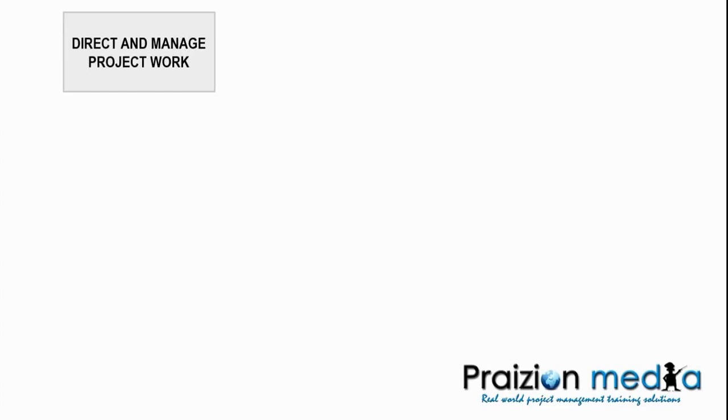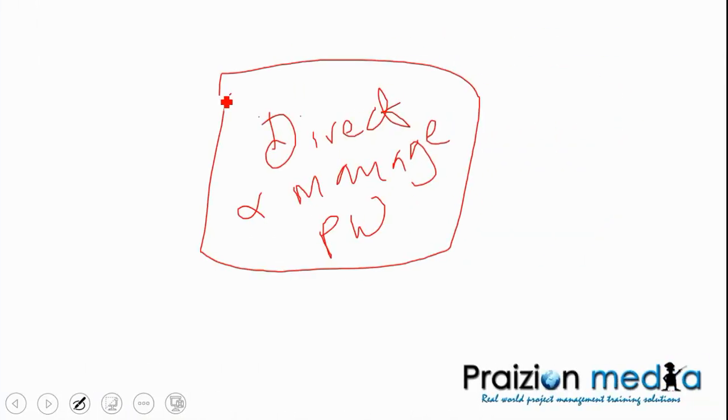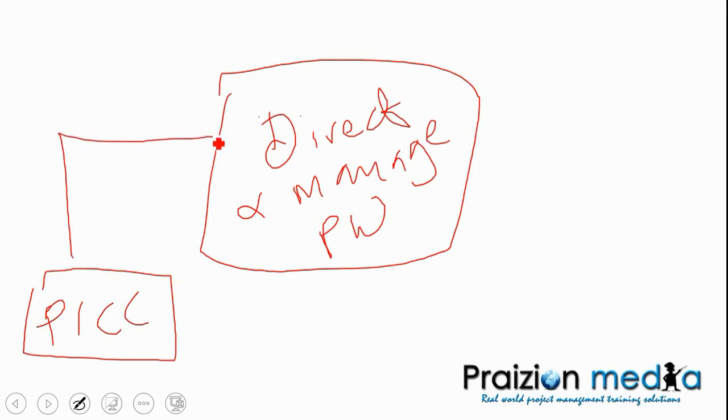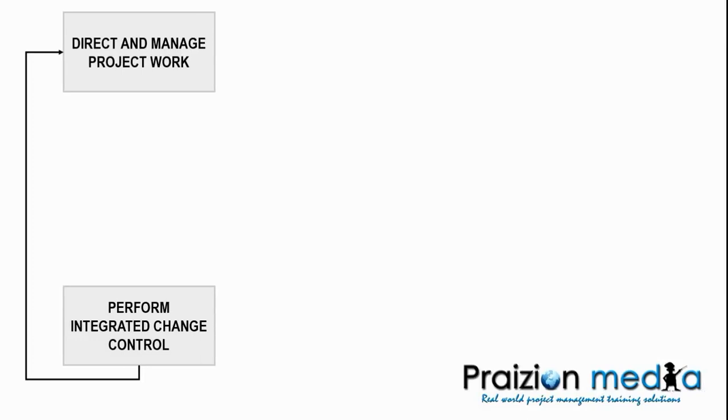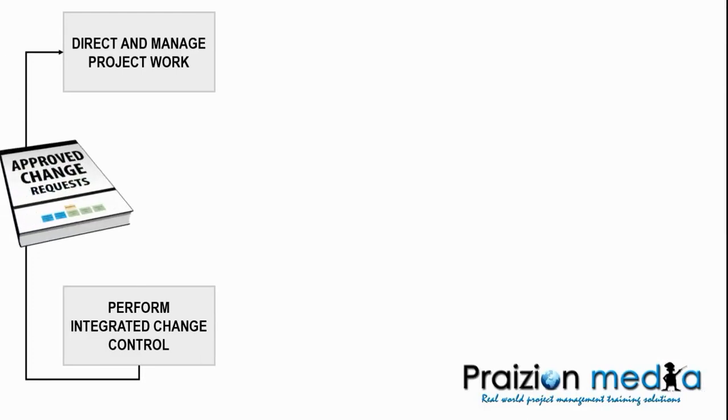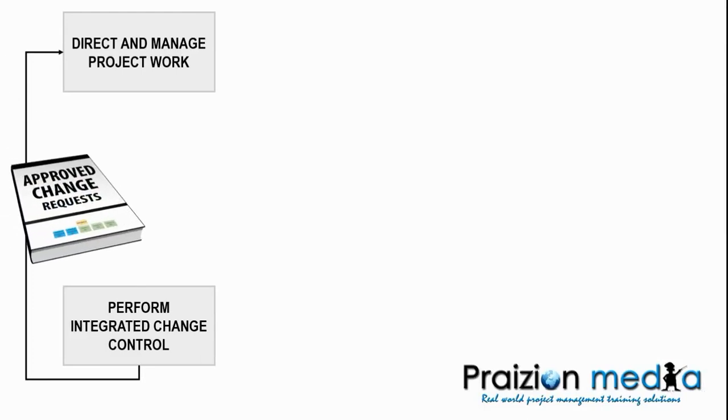So, for example, you want to see approved change requests coming from perform integrated change control. So if we have perform integrated change control like that, what you're saying is you would expect to see approved change requests going into all of those planning processes, right? Yeah, that would have been the ideal world. But it would be quite repetitive as well. So we've got approved change requests going into direct and manage project work.